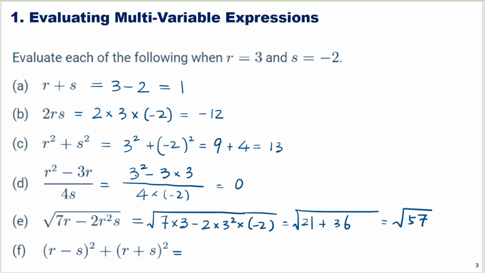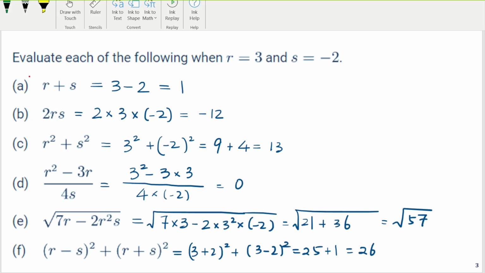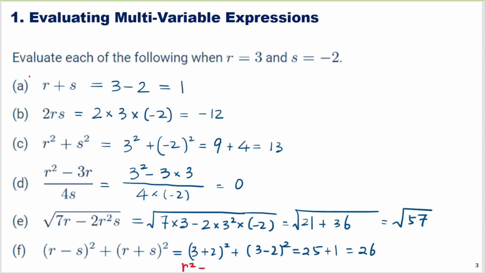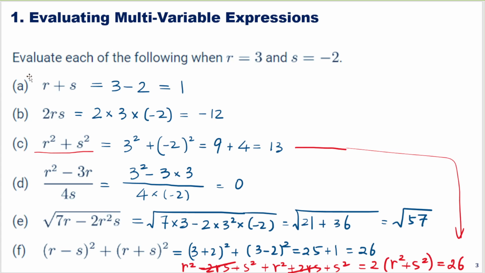Okay, how about the last one? Of course, you can just insert r equals 3 and s equals negative 2, right? So that means 3 plus 2 squared plus 3 minus 2 squared, which is 25 plus 1, which is 26, right? And you can also simplify the original expression first. If you expand it, you will get r squared minus 2rs plus s squared, then plus r squared plus 2rs plus s squared, right? So we can cancel the negative 2rs and the plus 2rs. So this will give us 2r squared plus 2s squared. And again, this will give you the same answer, right? Because we already know r squared plus s squared equals 13. You see that? So you could do it either way.